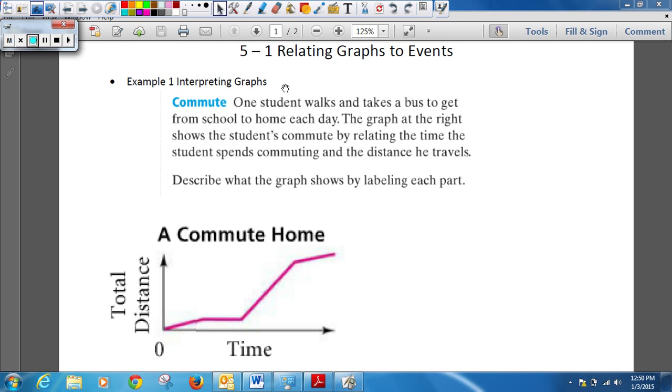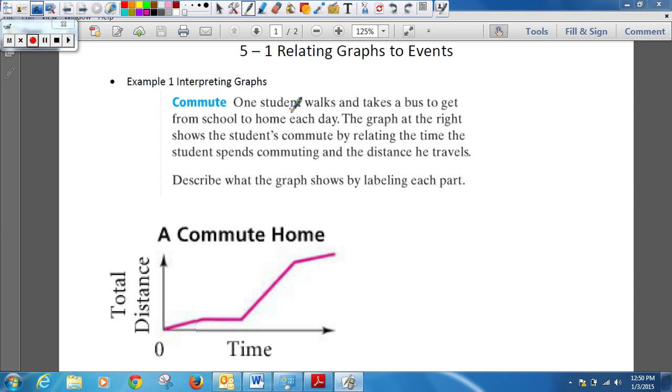Today we will be looking at 5-1 relating graphs to events. Our first one is a commuting one. It says one student walks and takes a bus to get from school to home each day. The graph at the right shows the student's commute by relating the time the student spends commuting and the distance he travels. Describe what the graph shows by labeling each part.